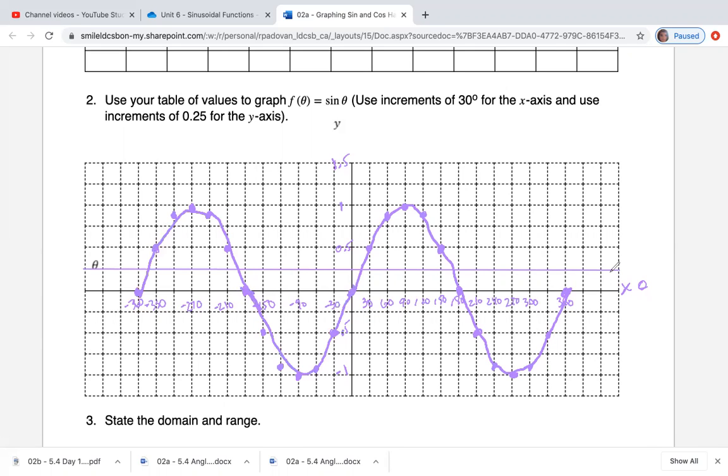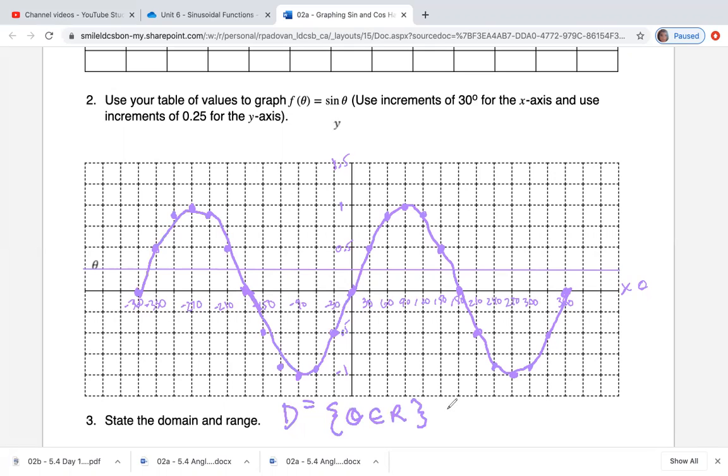So the domain, if we continued this, it would be going on forever to the left and going on forever to the right. So for the domain, we have D for domain, D is equal to theta belongs to the set of real numbers. It's going on to the right and to the left forever, right?